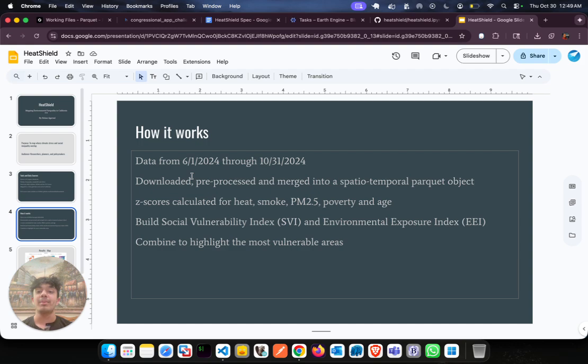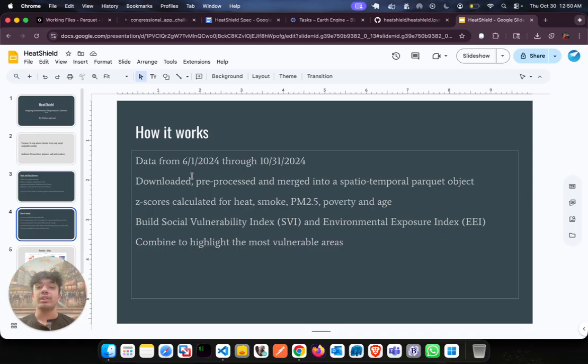So these are my data from 6/1/2024 through Halloween of 2024. For each grid cell, I combined daily temperature, particulate matter 2.5, and wildfire smoke data with census information such as income, poverty, and elderly population.